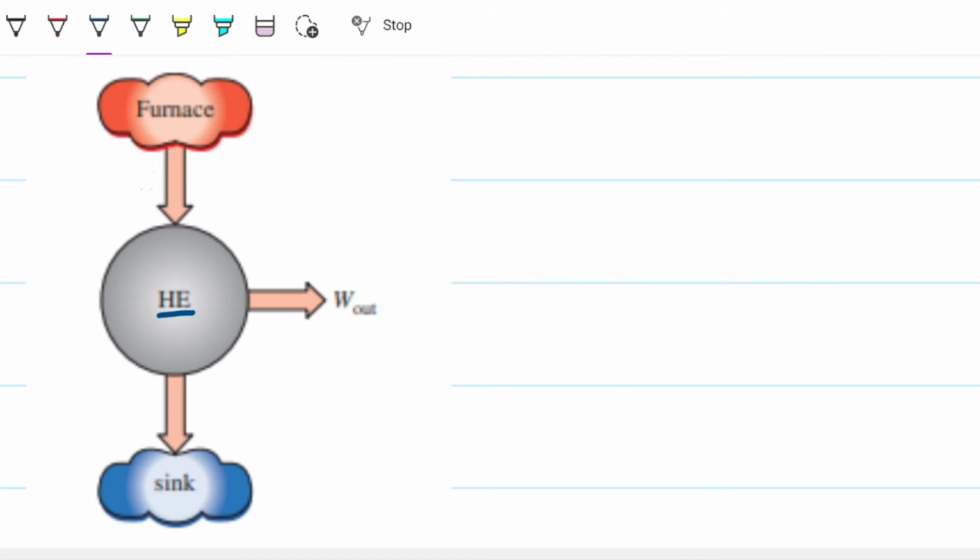Now, we know that the first law of thermodynamics tells us that if we do an energy balance on this heat engine, whatever is going in, that is this energy here, has to be equal to these two here. However, the second law is more interested in the quality of energy, how much actual useful energy in the form of work we can obtain from a given source.